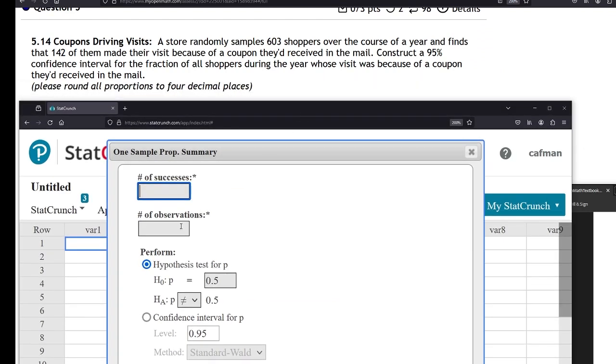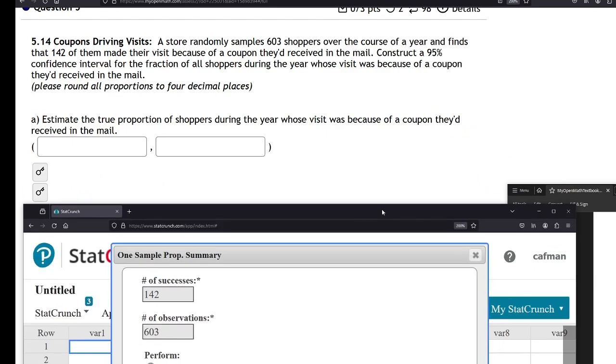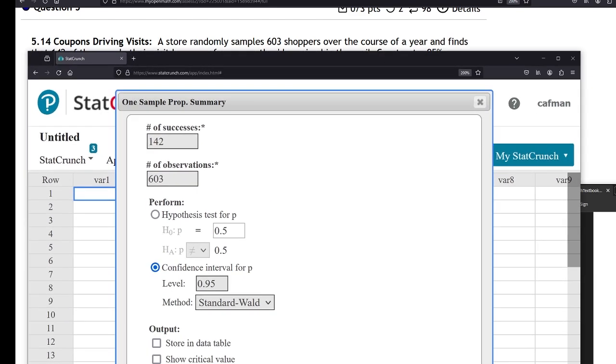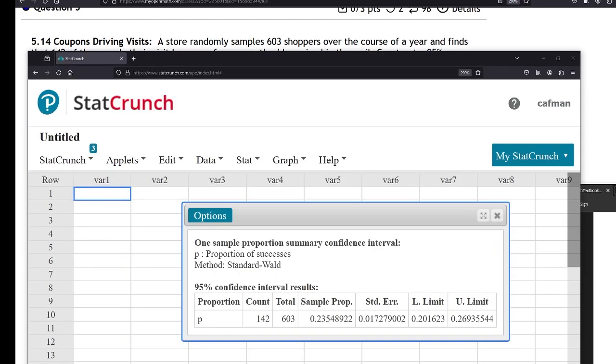Okay, so they're telling us 603 observations because 603 shoppers. Oh, and in statistics, when we say the number of successes, that just means you've counted the thing that you're counting. It doesn't mean good or bad. It just means we were looking in this problem for the number of people who made their visit because of a coupon. So that's 142 successes. We are doing a 95% confidence interval, right? That's what they told us to do: construct a 95% confidence interval. So we're going to do that.